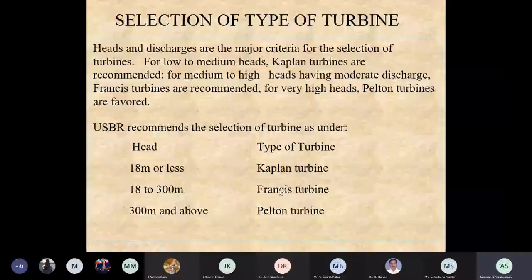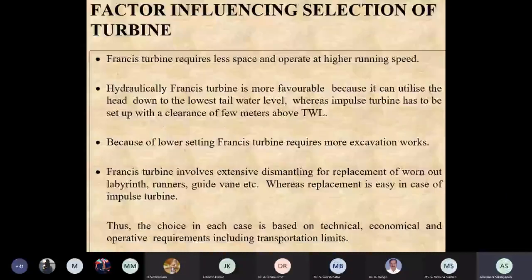Turbine speed, less space, or a higher running speed: the Francis turbine is more favorable because it can utilize the head down to the lowest tail water level, whereas an impulse turbine has to be set up with a clearance of a few meters above the tail water level. Because of the lower setting, the Francis turbine requires more excavation work. The Francis turbine essentially involves dismantling for replacing worn out runners, guide vanes, etc., whereas replacement is easy in the case of an impulse turbine.